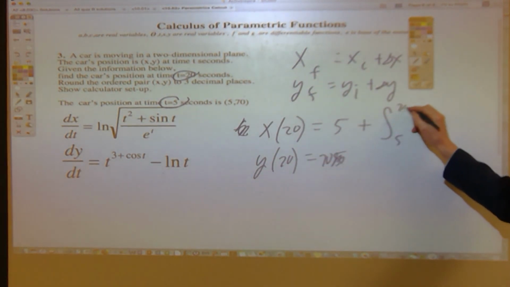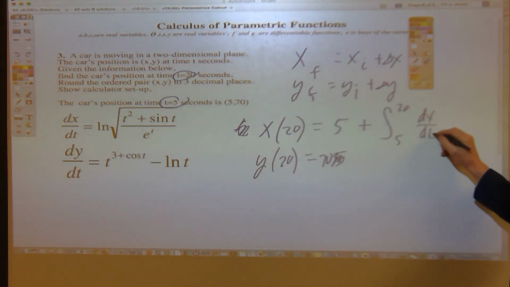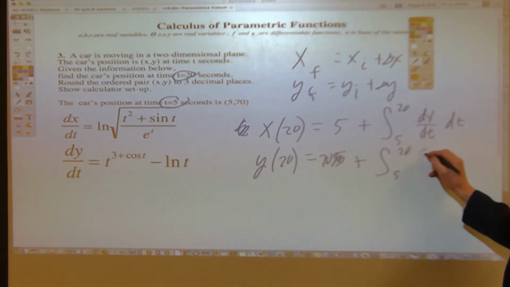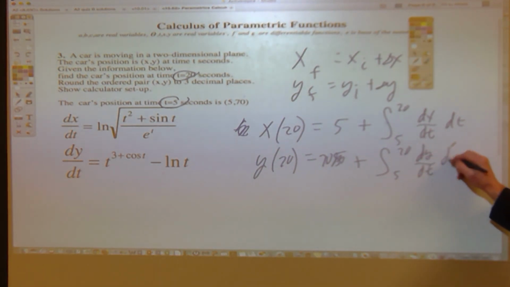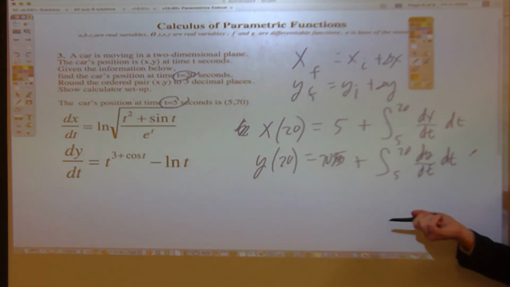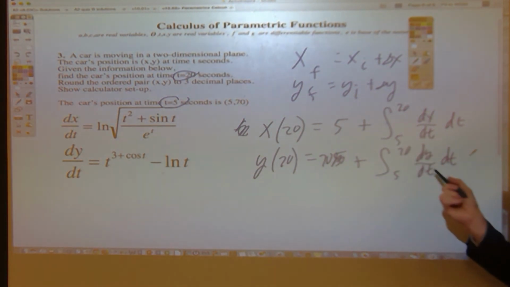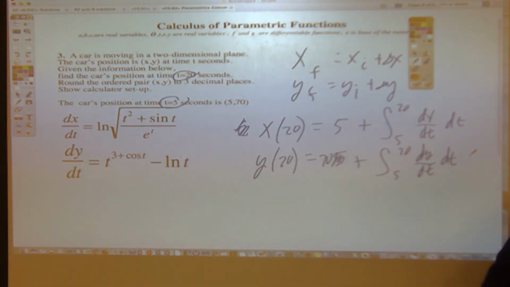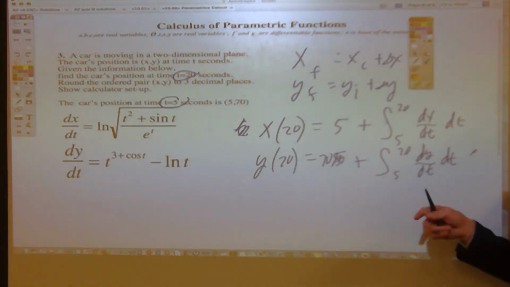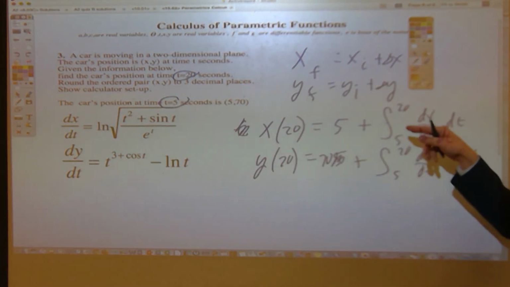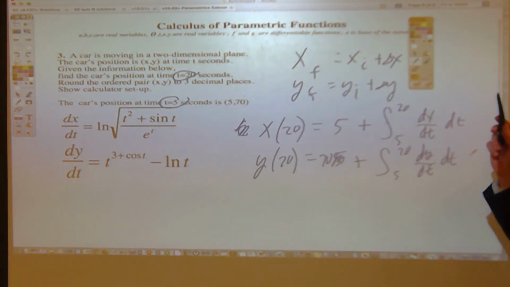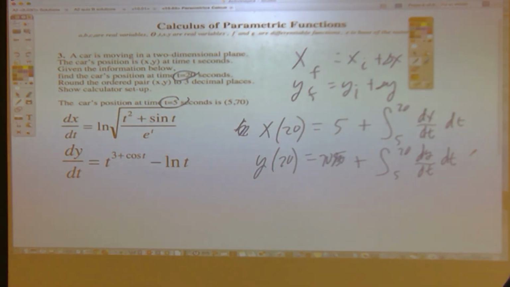We integrate from 5 to 20 of dx/dt, and here we integrate from 5 to 20 of dy/dt, because just like in the snowfall problem from New York City, a definite integral is a net accumulation of a rate of change. So this is just a calculator problem where you use Math 9, fnInt, to take the given dx/dt, integrate it from 5 to 20, take the given dy/dt, integrate it from 5 to 20. That concludes the lesson. Have a great spring break.